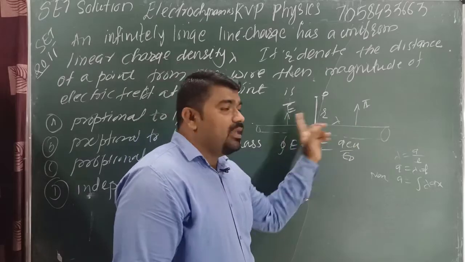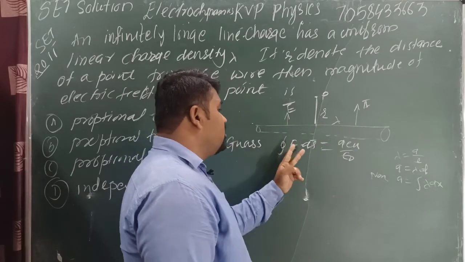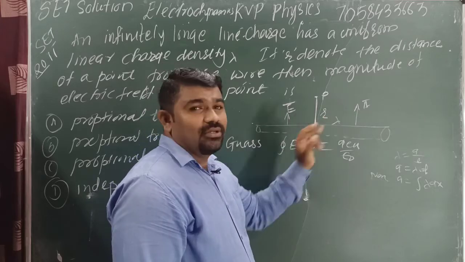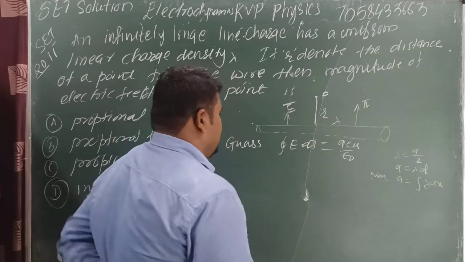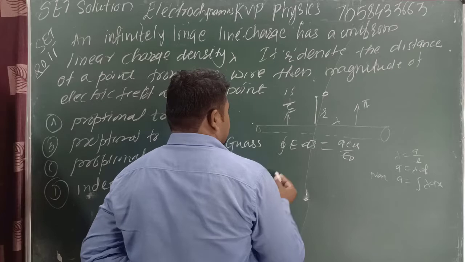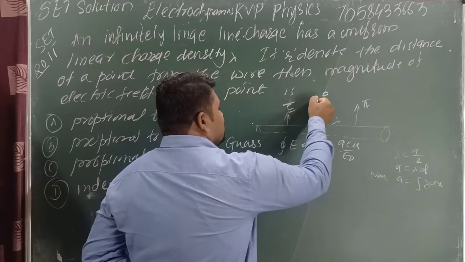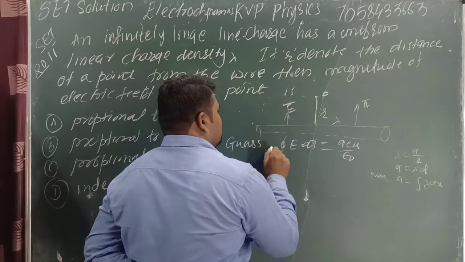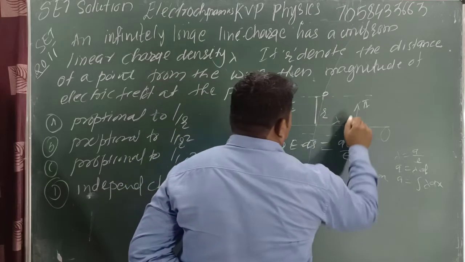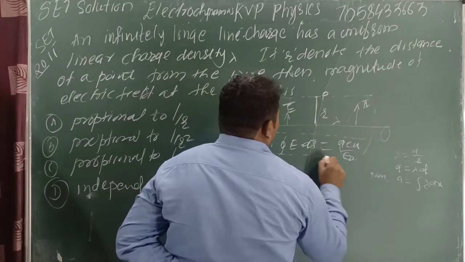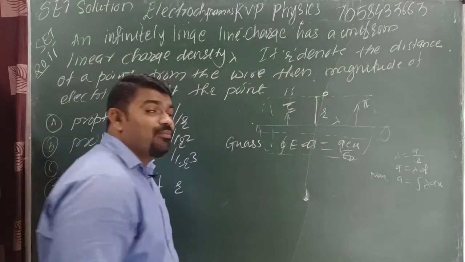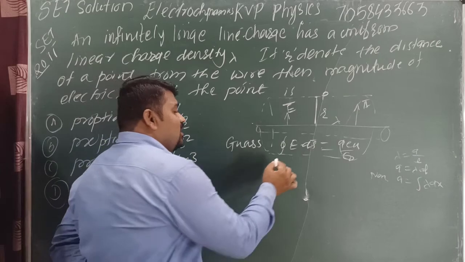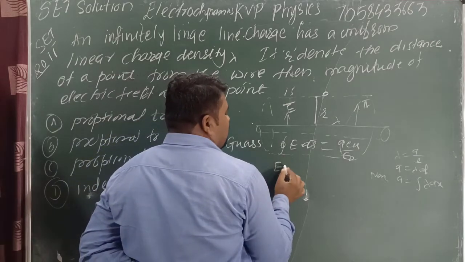Next, E bar dot ds bar. Here, what is the angle between them? The angle between them is equal to 0. So E bar dot ds bar can be written as E ds cos theta, with theta equal to 0. This is simply E dS. Now here we can find the electric field at that point. Here we can draw the Gaussian surface. At each and every point on this Gaussian surface, the electric field is constant. Then we can take E common outside.